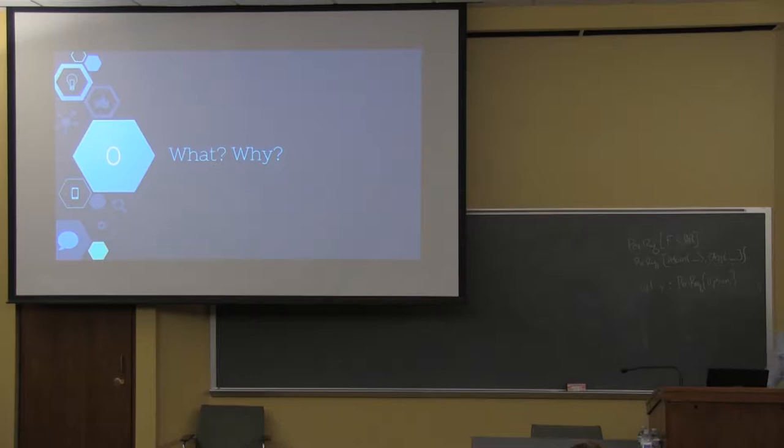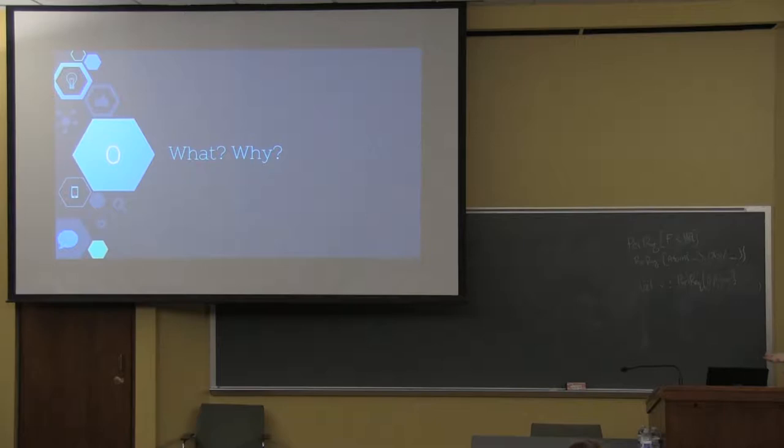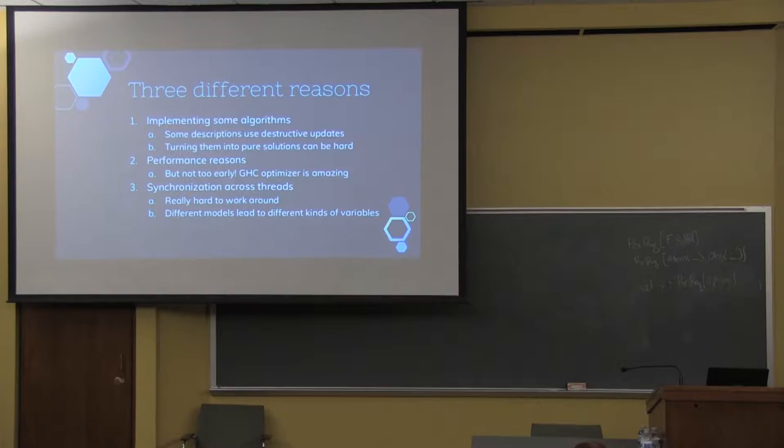Anyway, so what do I mean with variables in Haskell, and why would you want to do this? There are several reasons, and the first one is because many times you are lazy. You just open a book, you want to implement your graph algorithm, and it's in this beautiful imperative style. Sometimes it's really hard to turn this into pure things. So it's useful to have some kind of notion of variable which would allow you to bridge the gap and be able to use this algorithm without having to think too hard about how to turn it into some kind of pure functional thing.